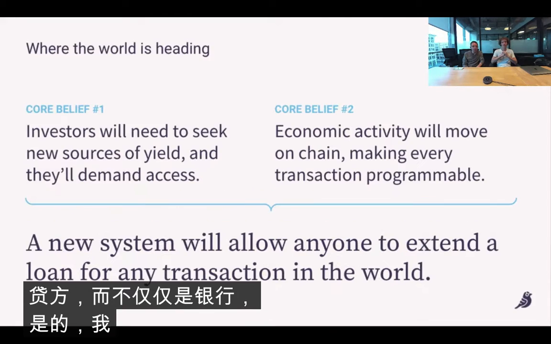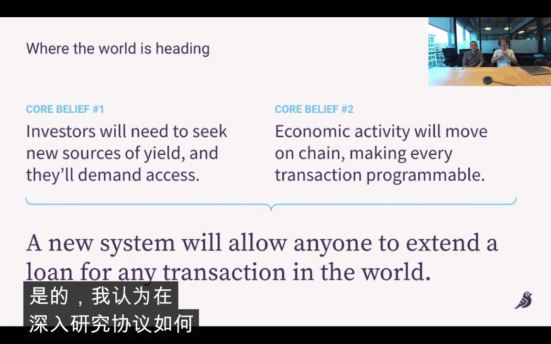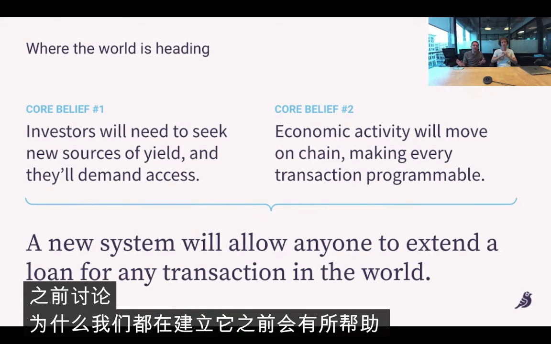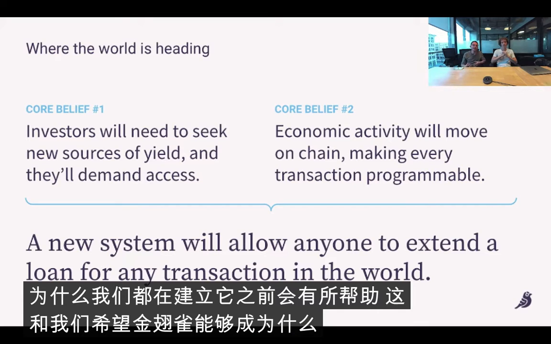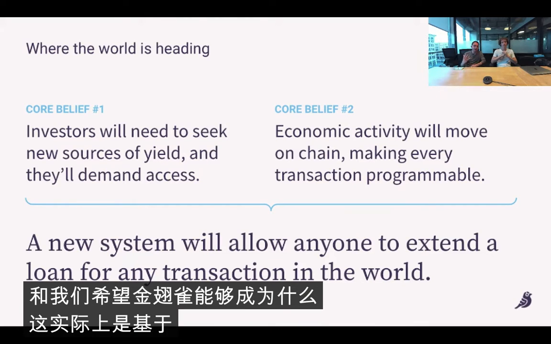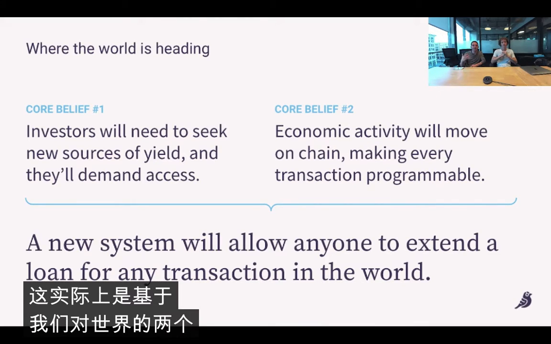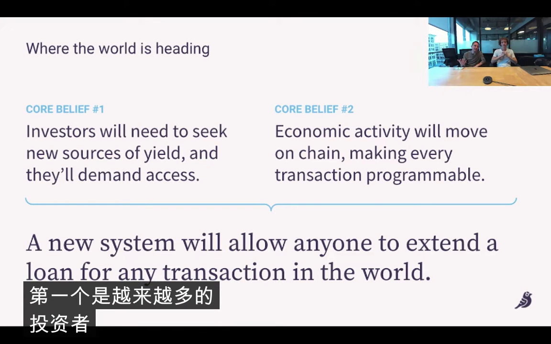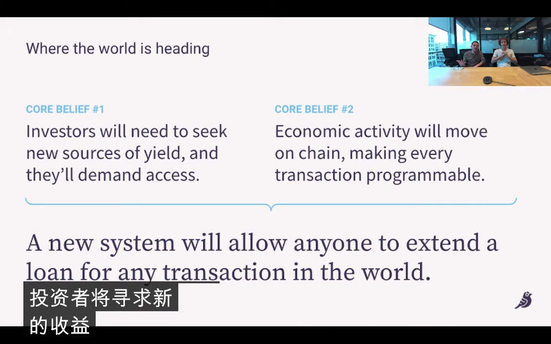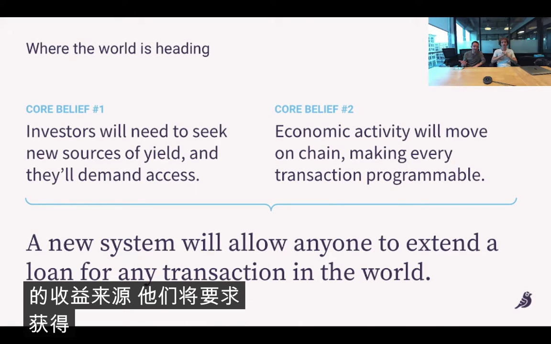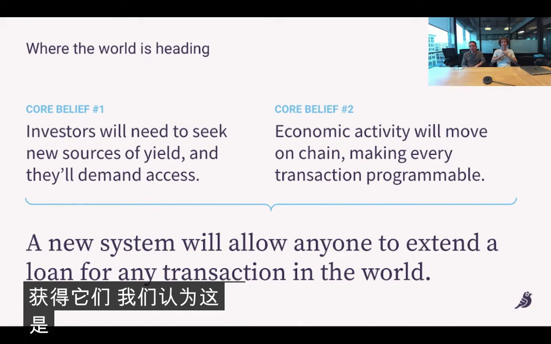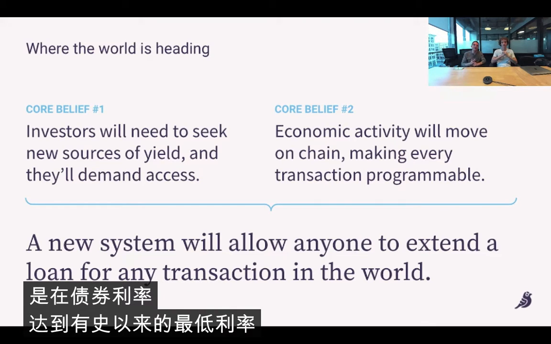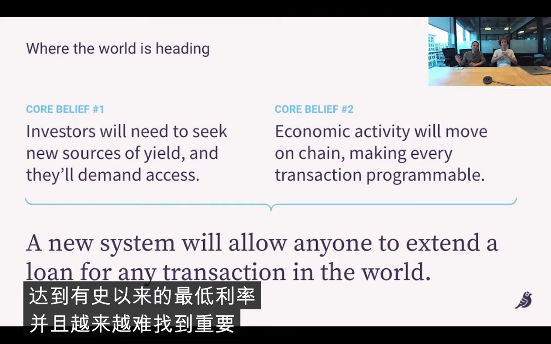I think it helps, before diving into the specifics of how the protocol works, to talk about why we're all building this and what we're hoping Goldfinch can be. And this is really based upon two core beliefs that we have about the world. The first is that increasingly investors are going to seek new sources of yield and they're going to demand access to them. And we think this in the context of bond rates hitting some of their lowest rates ever and it becoming harder and harder to find great sources of yield.